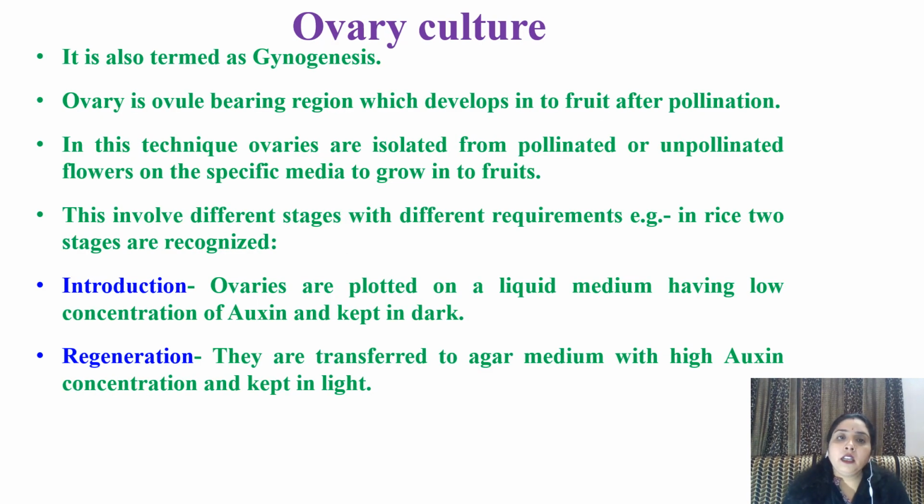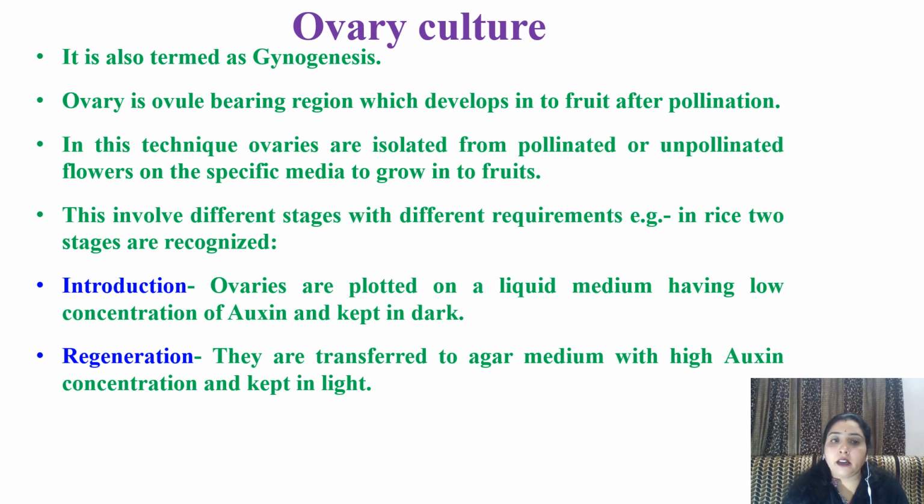Ovary culture. It is also termed as gynogenesis. Ovary is the ovule-bearing region which develops into fruit after pollination. In this technique, ovaries are isolated from pollinated or unpollinated flowers on specific media to grow into fruits. This involves different stages with different requirements. Each stage has its own requirements.